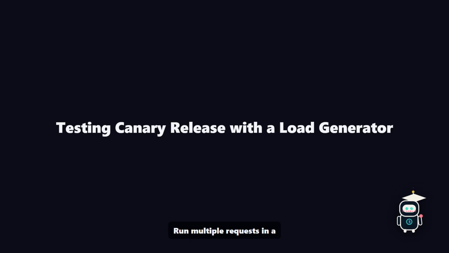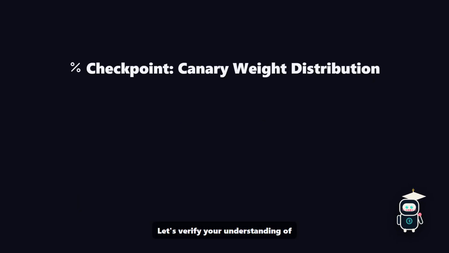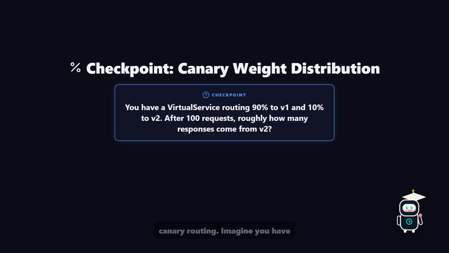Run multiple requests in a loop. Each curl creates a fresh connection, so no browser caching contaminates results. Over many iterations, you'll observe a distribution that matches your configured canary weights, confirming the traffic split is working as intended. Let's verify your understanding of canary routing.